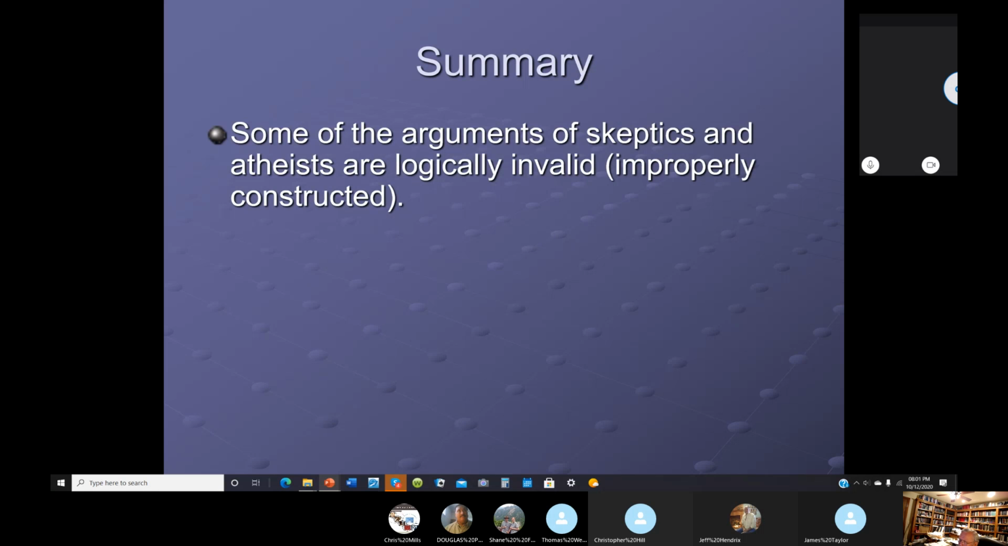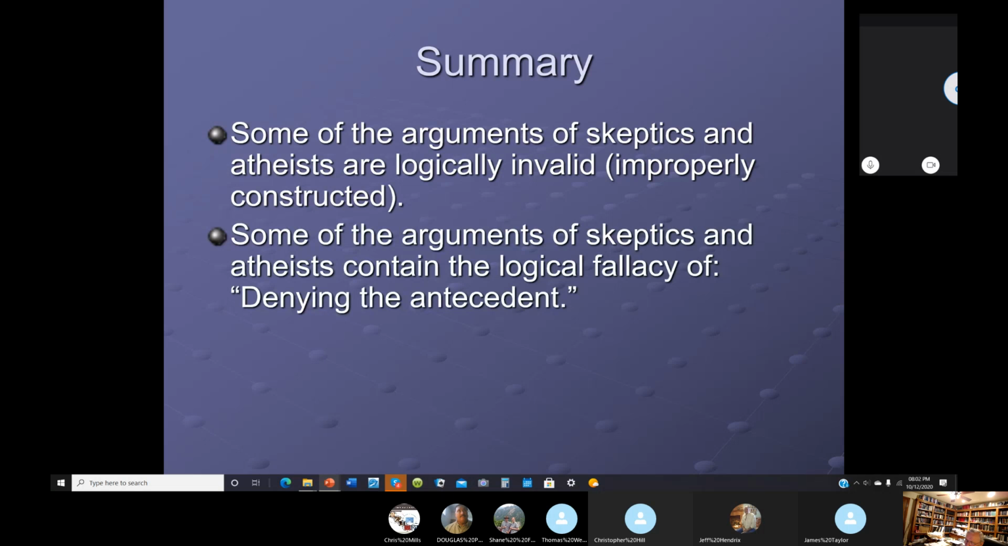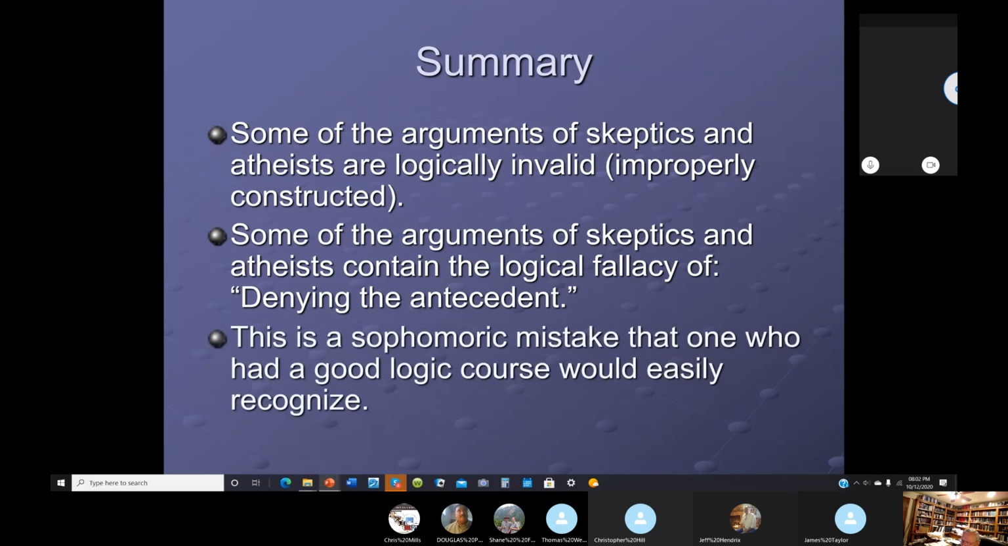We've gone a little bit shorter than we normally go, but we would have gone about 30 minutes here. Some of the arguments of skeptics and atheists are logically invalid. They're improperly constructed. And if they're improperly constructed, they just don't prove anything. Some of the arguments of skeptics contain the logical fallacy of denying the antecedent. So they'll deny the antecedent. And we've seen the flaws in those.